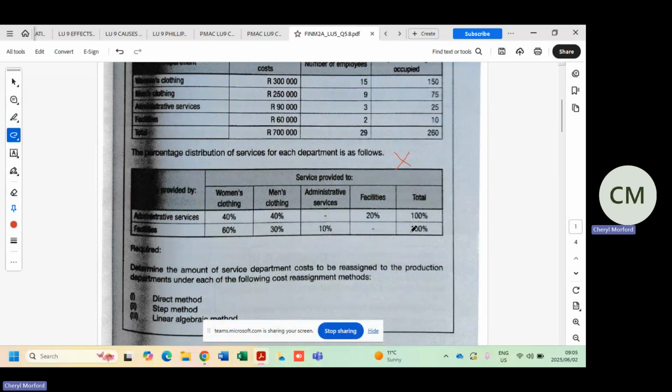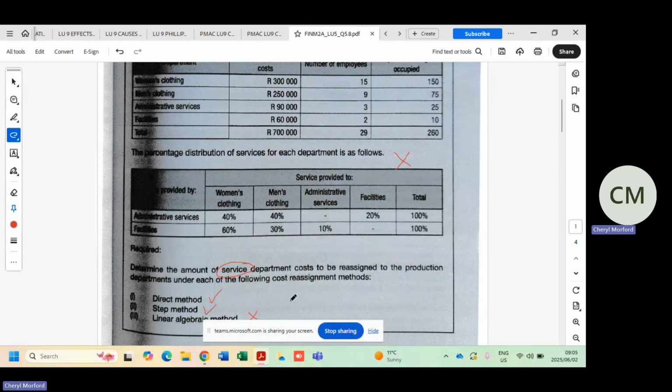Determine the amount of important service department costs to be reassigned to the production departments under those three methods. We're going to do direct and we're going to do step, but not linear algebraic. So this, remember, only deals with service departments because those are overhead costs. The ones in the production departments are direct costs consisting of the variable costs.